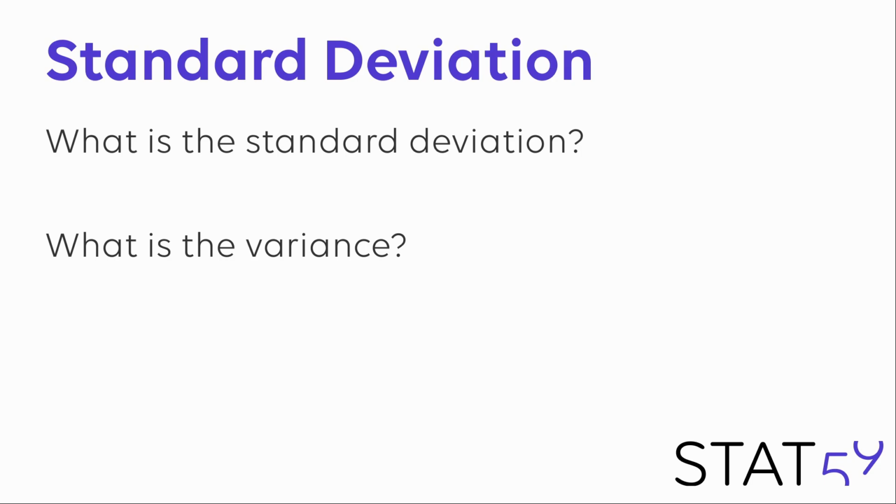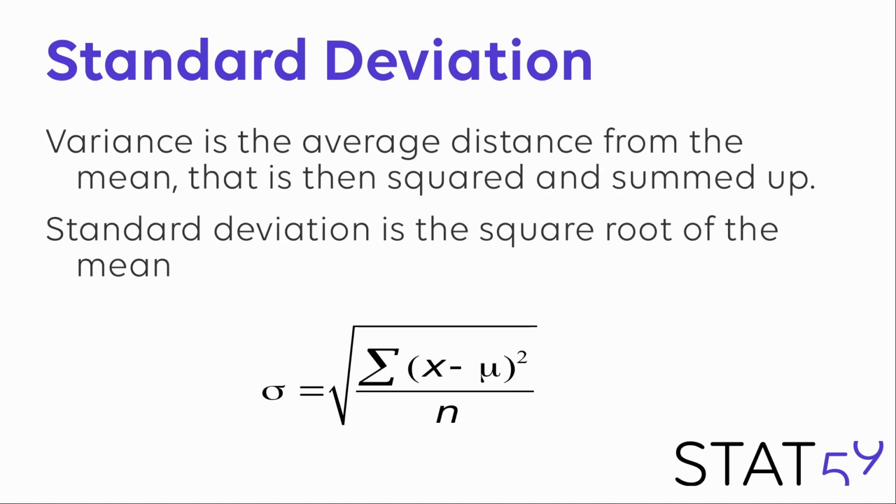Standard deviation is one of the more technical ways that we can be more precise about the dispersion within our data. And the other word we use for this is variance. And I'd like to just put to rest a common misconception about what that means. So variance is the average distance from the mean that is then squared and summed up. Okay? And why do we square it and sum up? Well, basically we need to square it before we sum it up, otherwise they would simply cancel each other out.